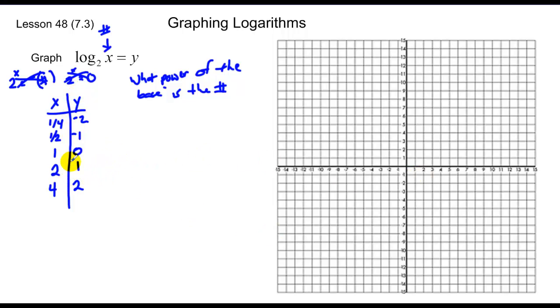So let's take a look at a sketch made by these points. If I go over 4, up 2, I'm here. If I go over 2, up 1, 1, 0, 1 half, -1, 1 quarter, -2. I end up with a graph that looks something like this. And you'll notice in this case that the graph goes up forever to the right, and it goes down forever but stops at this point. It can never go negative. So in this case, my domain is x is greater than 0, and my range is all reals.